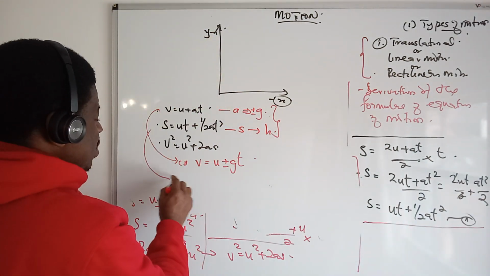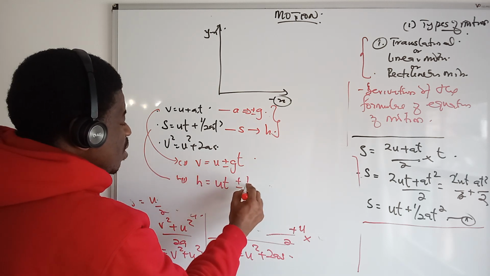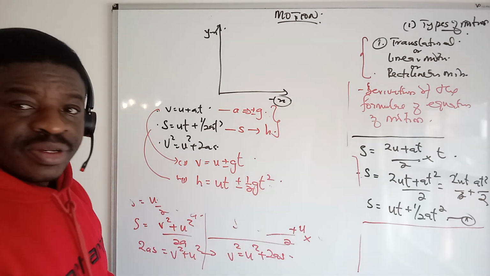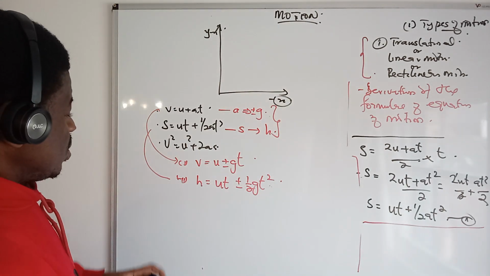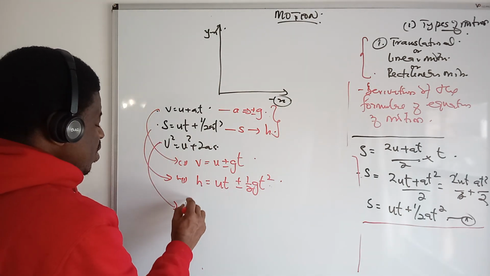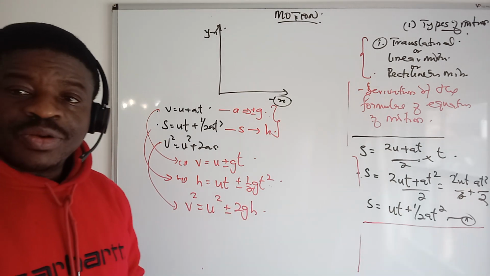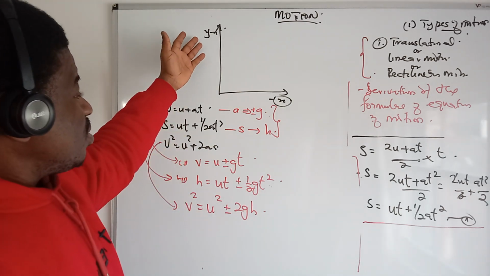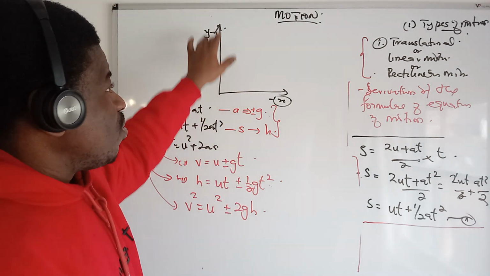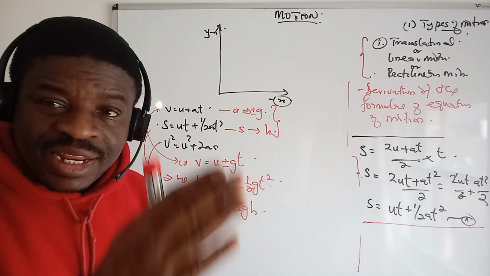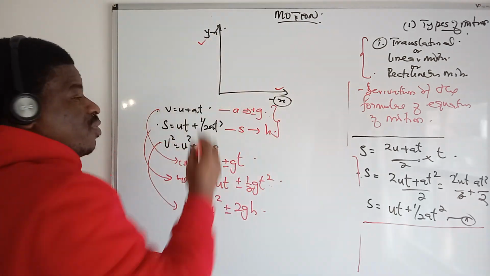The second equation will now become h is equal to ut plus or minus half gt squared. The third equation will now become v squared is u squared plus or minus 2gh. So you see that this is really the basic derivation, but you have now seen the one falling under gravity, perpendicular from height. So we have gotten the three equations here.